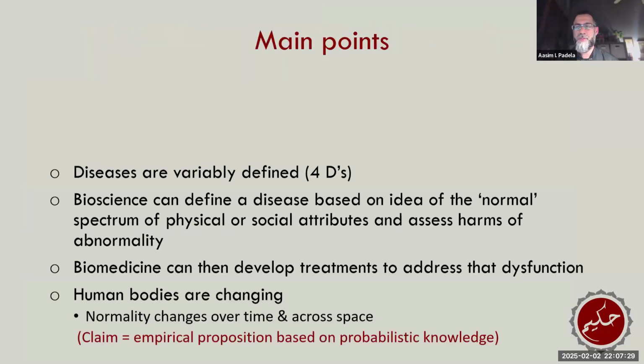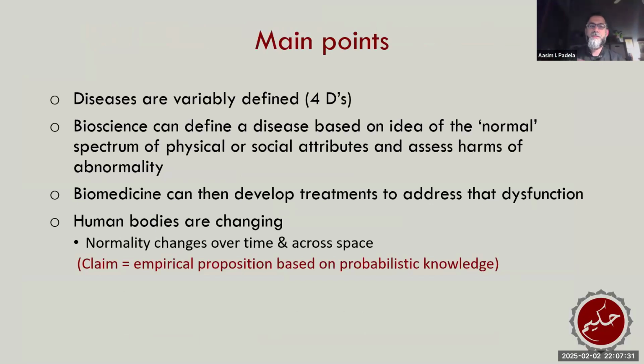So the main points in this lecture are the fact that diseases are rarely defined. Bioscience can define a disease based on the idea of a normal spectrum of physical, social attributes and assess harms of them or abnormality. And then biomedicine develops treatments to address that dysfunction. Human bodies are changing, normality changes over time and space, and that claim is an empirical proposition based on the data I showed you. We would show the students the same data, and it's an empirical proposition based on probabilistic knowledge.